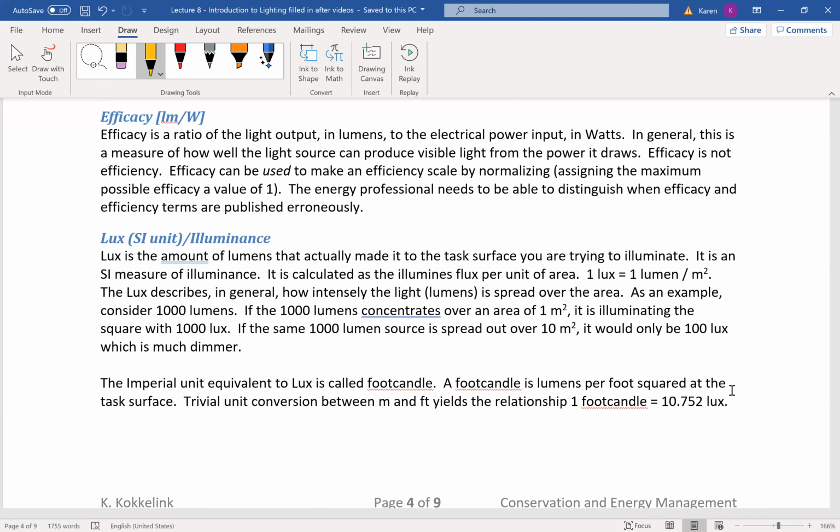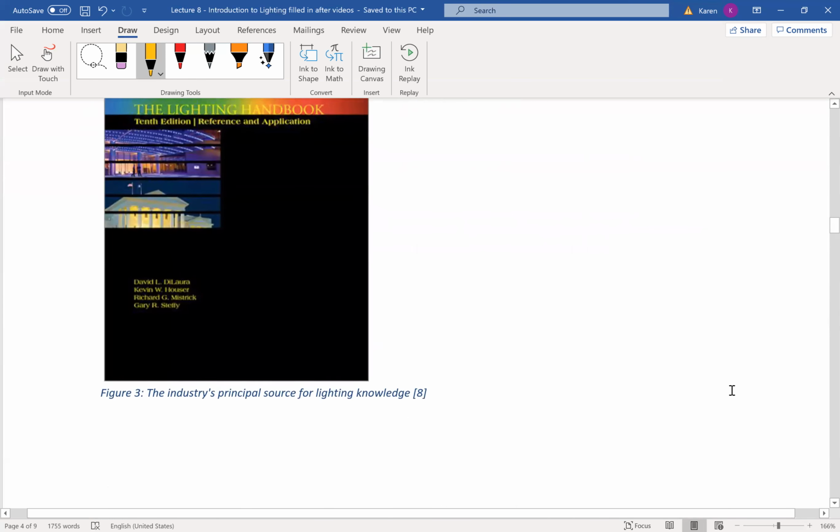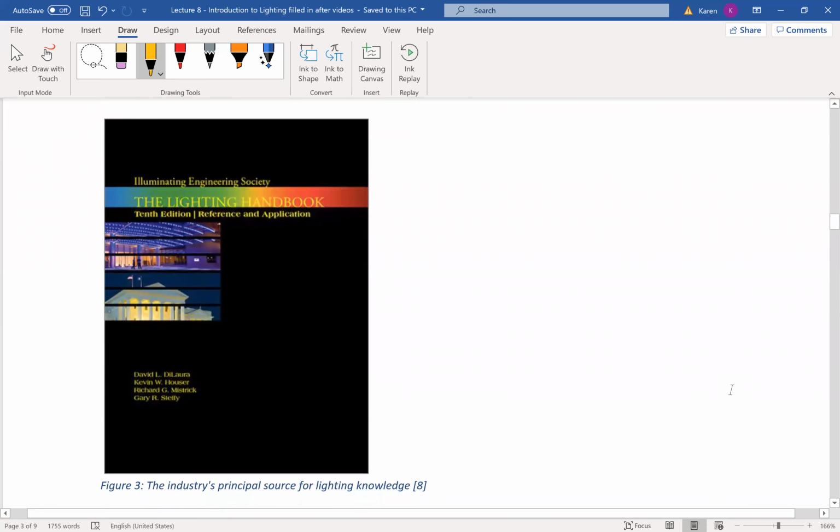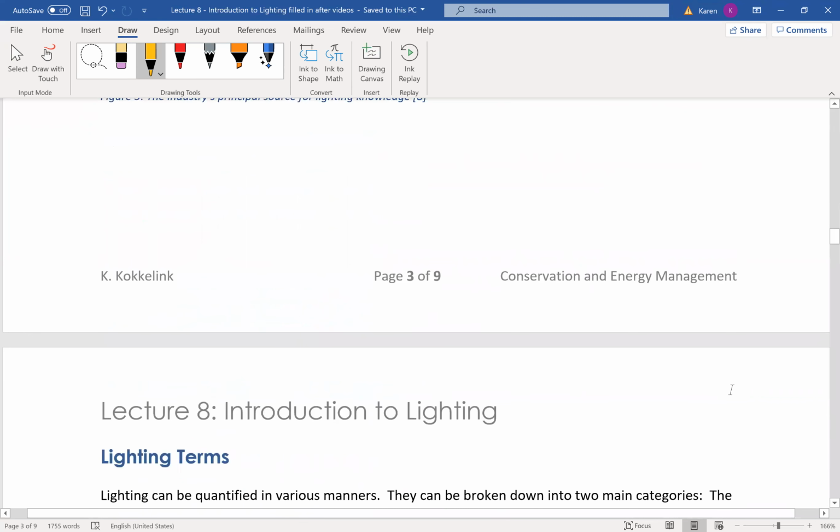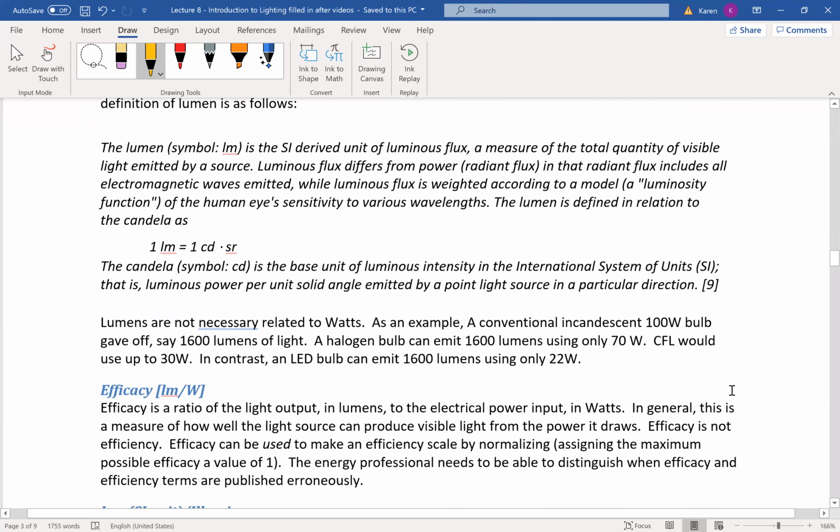If you really like the subject, you can dig deeper into this. There's a handbook that I put up here, the Illuminating Engineering Society Lighting Handbook. This is sort of the gold standard of all lighting knowledge in the entire world. I brought this into our library at Conestoga so that you can download a version for yourself and really explore the topic of lighting.